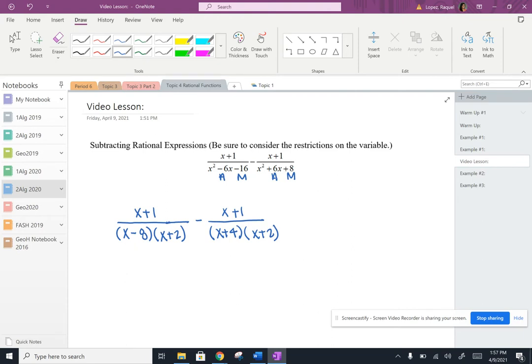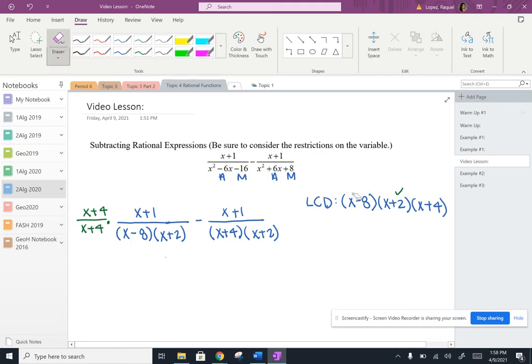Awesome. I have factored each, and now I want to write down what my least common denominator of both of these is going to be. So my least common denominator is going to be x minus 8 times x plus 2 times x plus 4. Okay, so then in the first fraction, I'm going to go through my least common denominator list and check off what I have. I have the x minus 8. I have the x plus 2. What I'm missing is the x plus 4. So that means I'm going to multiply the top and the bottom by x plus 4.